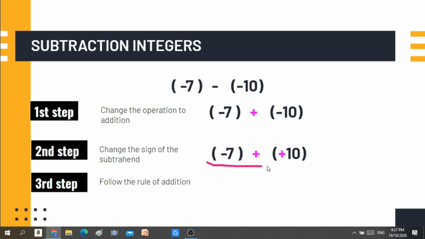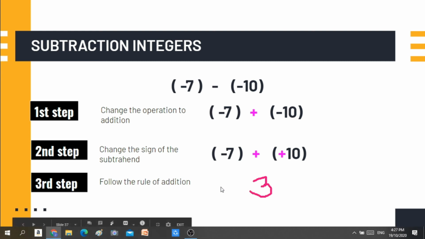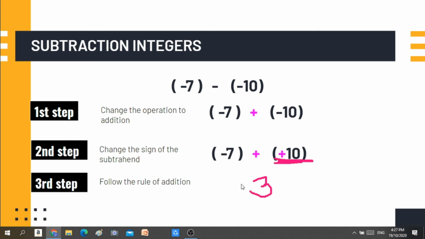So, negative 7 plus positive 10, magkaiba ng sign. Isa negative, isa positive. Anong gagawin natin? We need to subtract them. So, what is 10 minus 7? So, we have 3. Ano susundin nating sign kaya? Positive, negative. Okay, positive kasi mas malaki si 10. So, we have the final answer is positive 3. Therefore, negative 7 minus negative 10 is equal to positive 3.